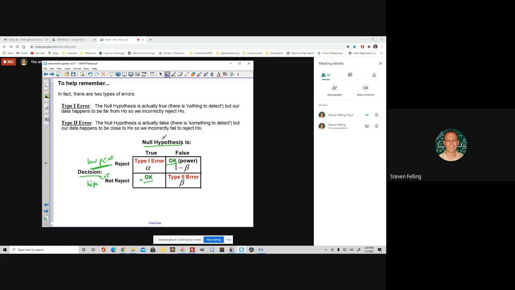But on the other hand, if the null hypothesis is true and we reject it, then we're doing the wrong thing. And this box up here represents type 1 error. If the null hypothesis is false and we don't reject it, that's the one that's called the type 2 error.